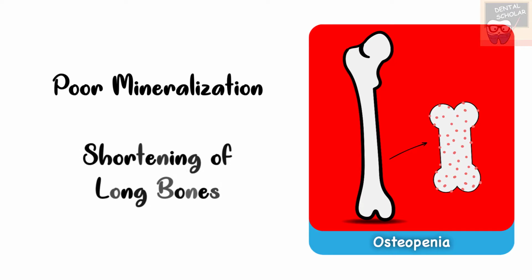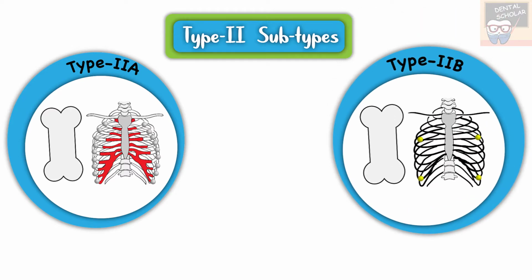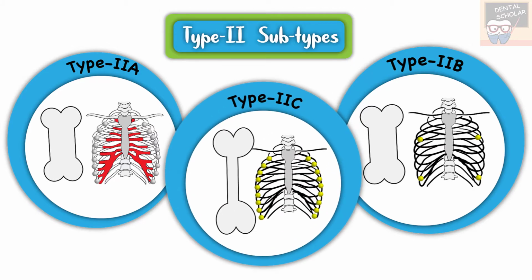Based on its features, type 2 is subdivided into three types. Type 2A shows broad and shortened long bones along with beaded ribs, which are of normal thickness. In type 2B, the long bones are short and broad just like type 2A, but the ribs are thin and little or no beading is seen. In type 2C, the long bones appear long and thin while the ribs are thin and beaded.